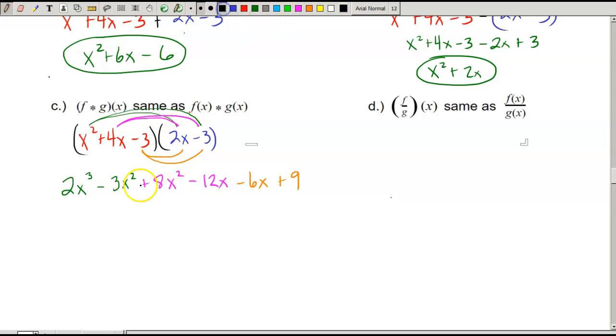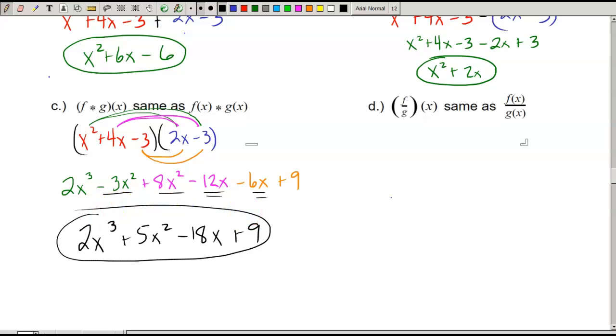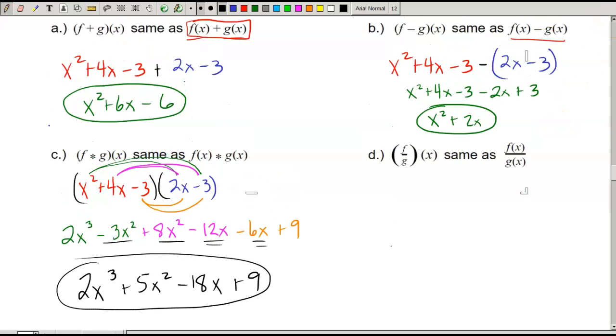And so the answer to this is going to be 2x cubed. And then my x squares here, that's going to give me a total of 5x squared. So plus 5x squared. And then I have negative 12x minus 6x, so that's negative 18x, and then plus 9 for part C. Part D is taking f of x divided by g of x.